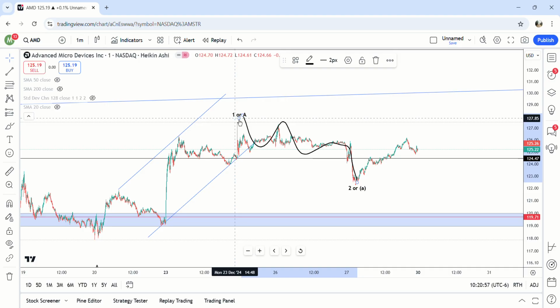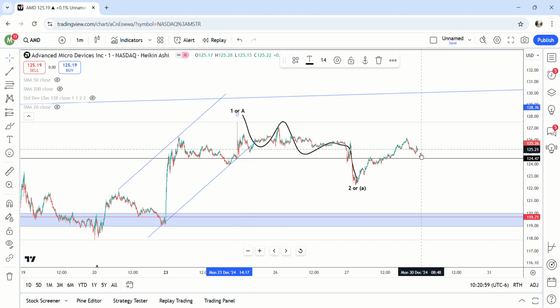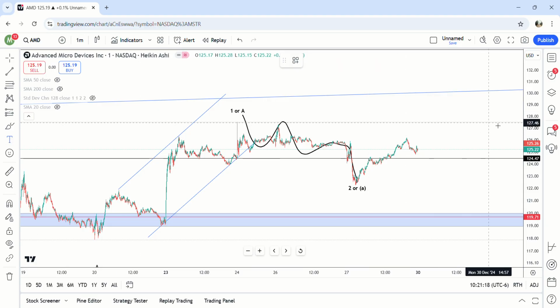If it's wave A, then I would expect wave B to take about the same length of time. So I'd be looking for, let's see, Tuesday to Friday. So we had about 3 days of down. So I would expect 3 days of up. That takes us to Wednesday at 9 o'clock.